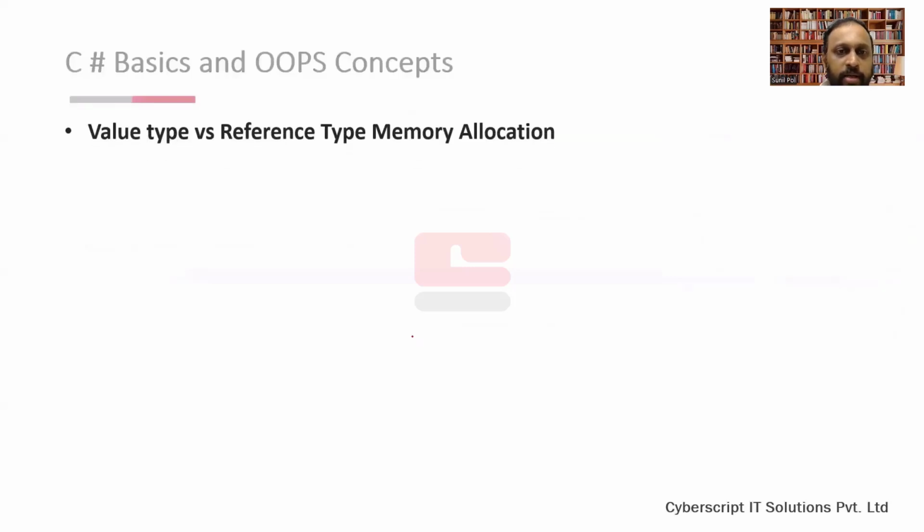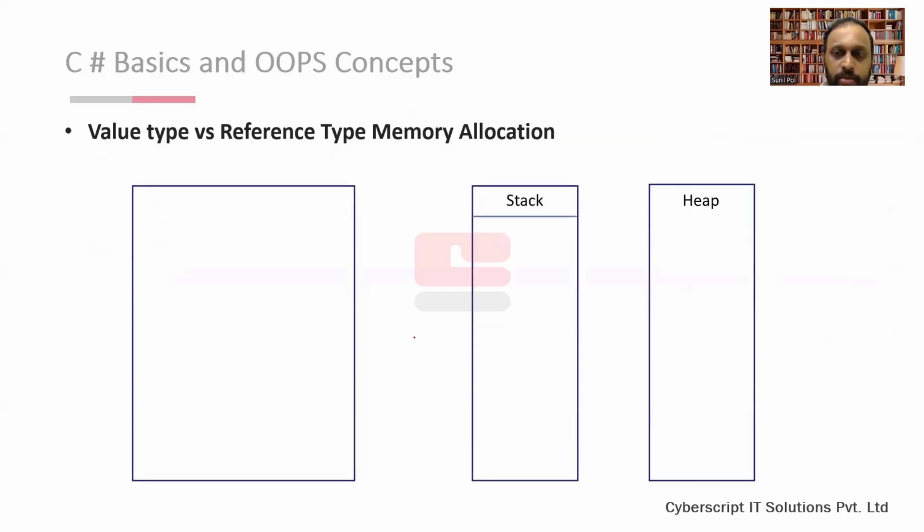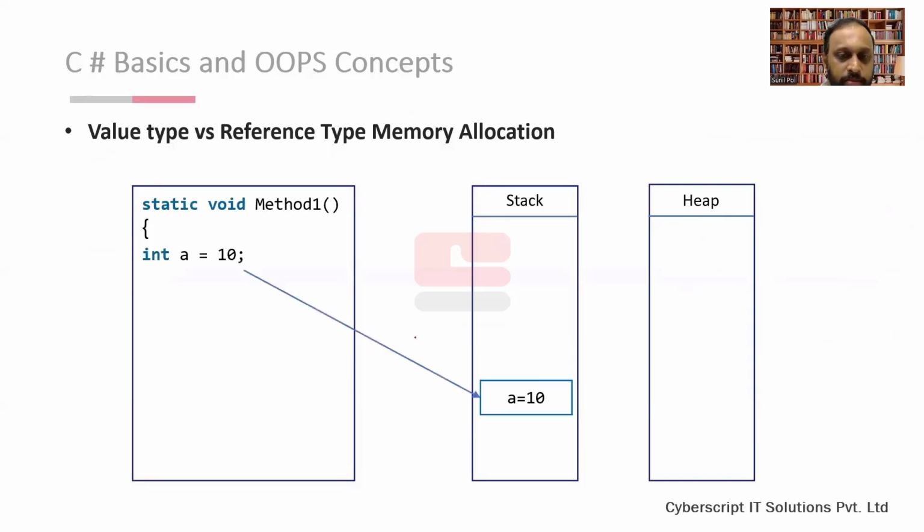Let's understand the difference between value type and reference type memory allocation. So this is our program. We have declared one method, method one. In the first step, we are declaring an integer data type variable. Memory would be allocated on the stack directly and the value would be assigned there immediately. It is not pointing to any memory location on the heap.